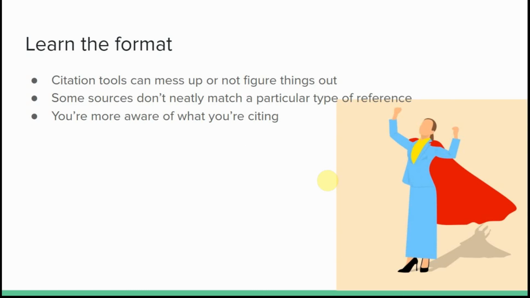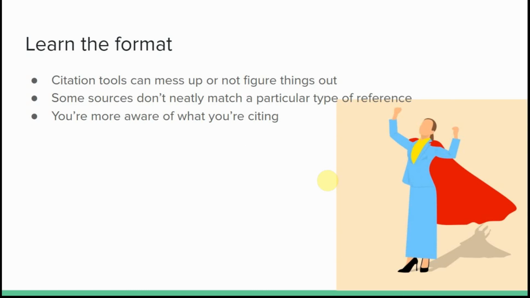Again, it's important to learn how to use various formats. Generally, you try to pick the formatting style that works best for your particular field. For my case, I've learned APA over the years of using it, but others use MLA. But citation tools can mess up things or not be able to figure out the category that you're looking for. So that particular source that I just showed you, my citation tool might not have been able to figure out what was going on with the symposium and the particular piece. And so I had to kind of craft the citation and the reference myself.